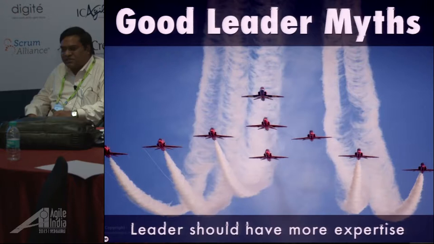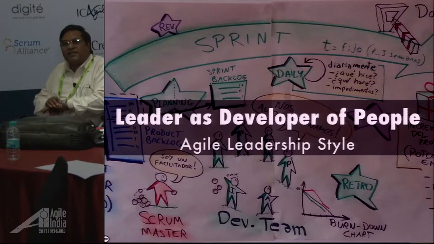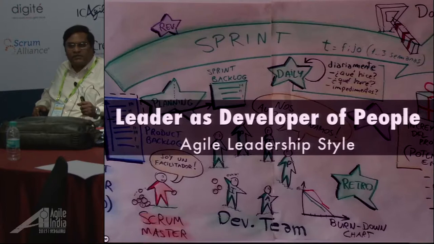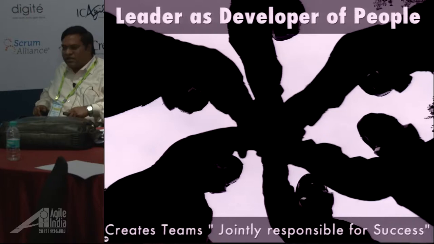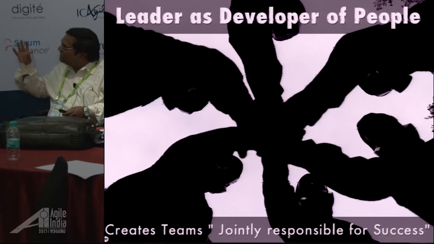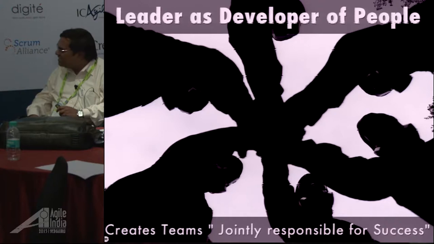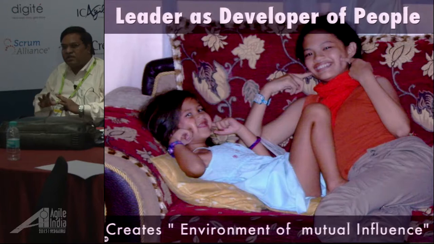Okay, so let's now come to what is an appropriate leadership style which suits Agile projects. The appropriate leadership style which suits Agile projects is that a leader should act as a developer of people. Okay, so the leadership style of an Agile leader is such that he should be more of a developer of people. So let us see certain things that he will do as a developer of people, okay. These leaders always create teams which are jointly responsible for the success. And they always create an environment where the teams are empowered, okay, and the people help each other, okay. So they create a sort of mutual influence kind of behavior, okay.